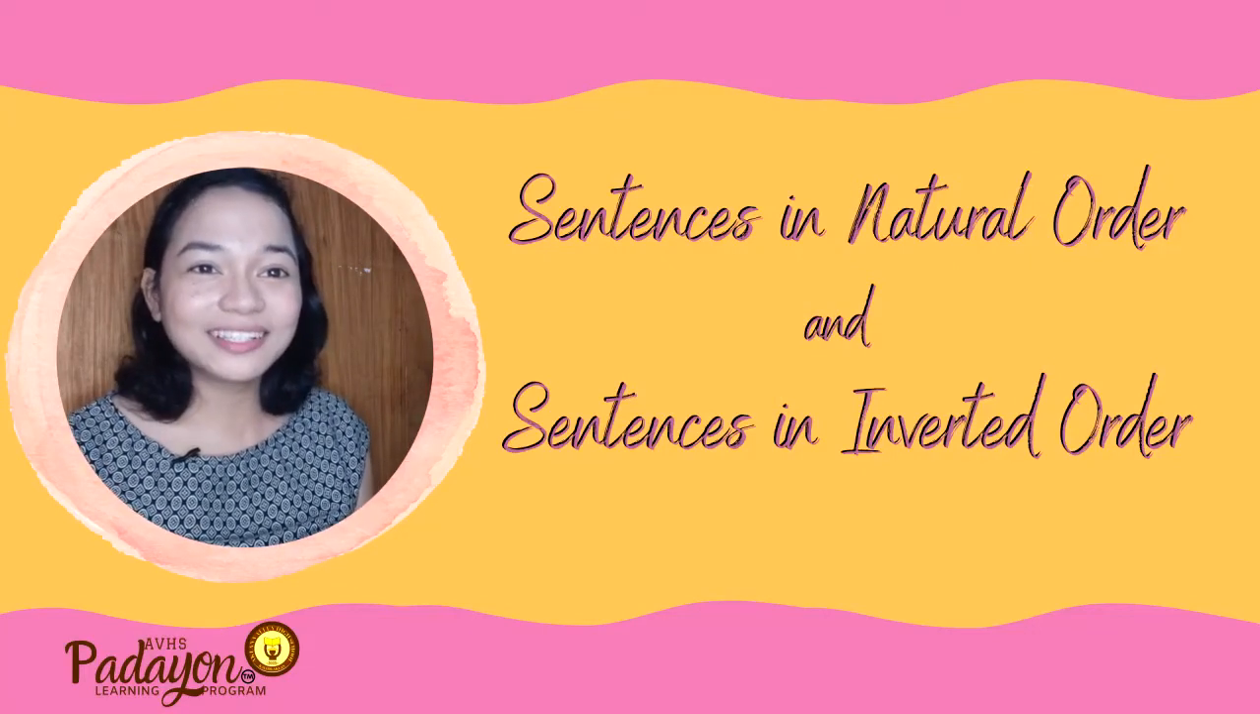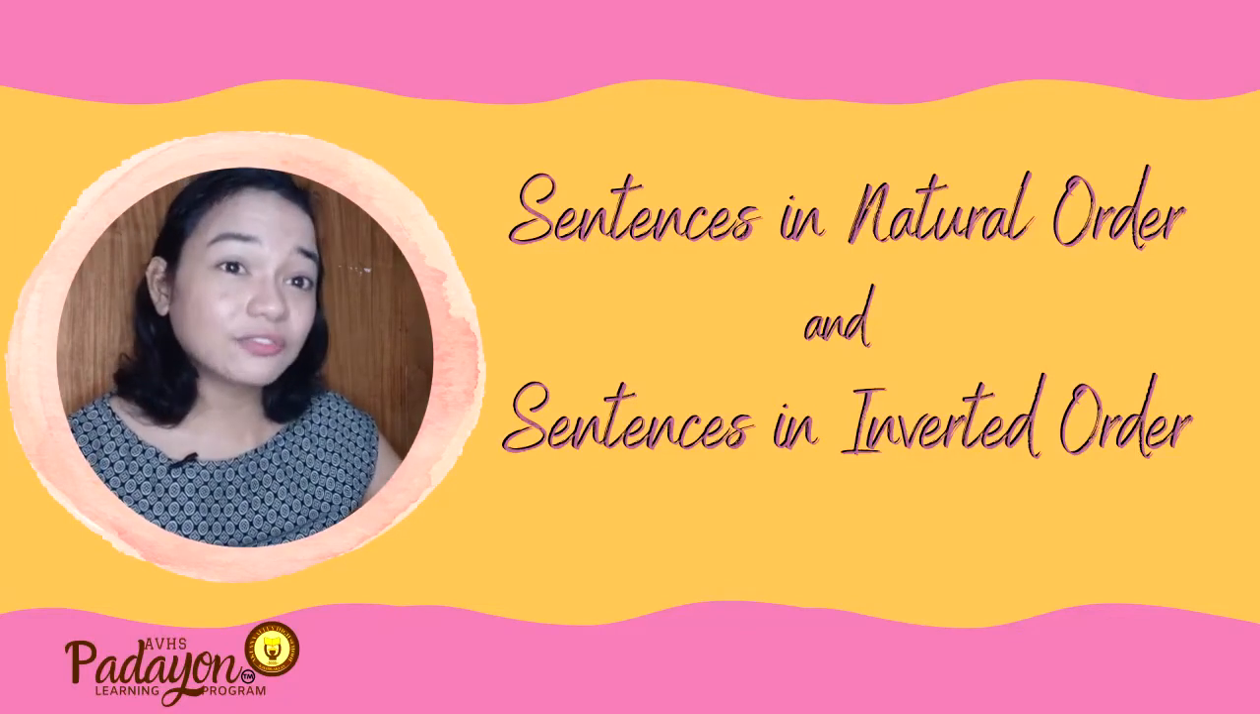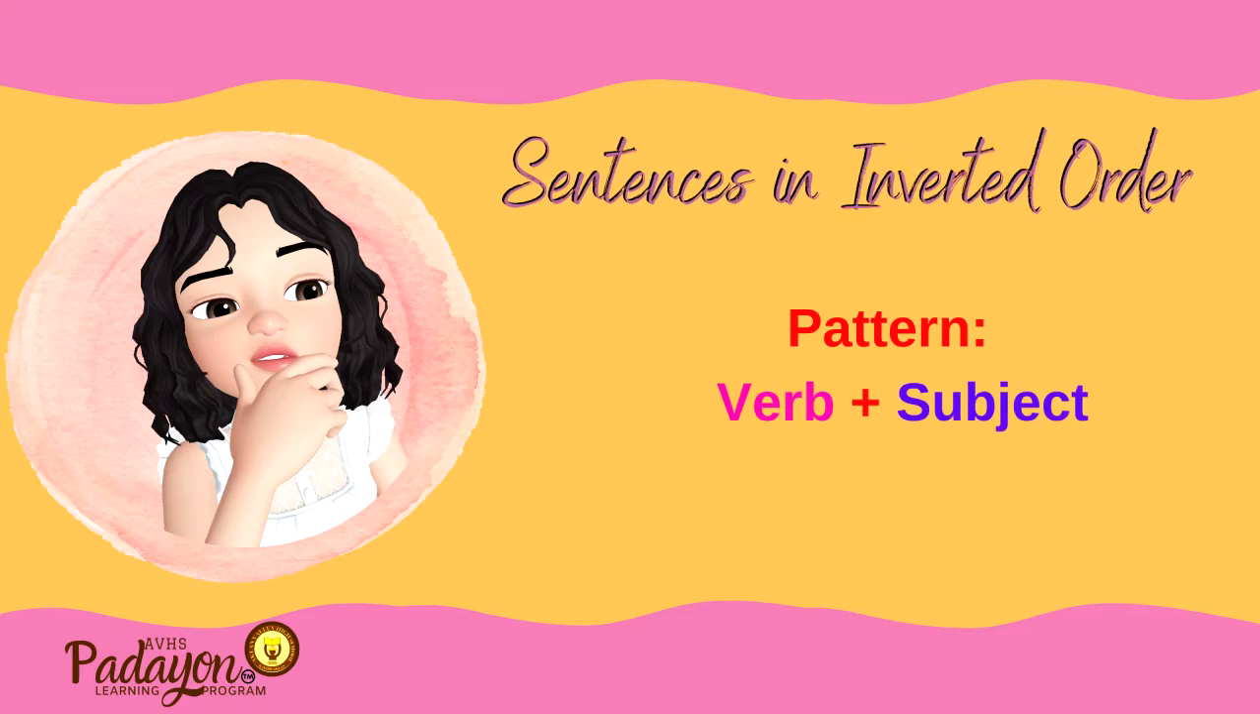Today we will be discussing sentences in natural order and sentences in inverted order. So what's the difference between the two of them? Sentences in natural order have the following pattern: subject plus verb. Then, sentences in inverted order have this pattern: verb plus subject.